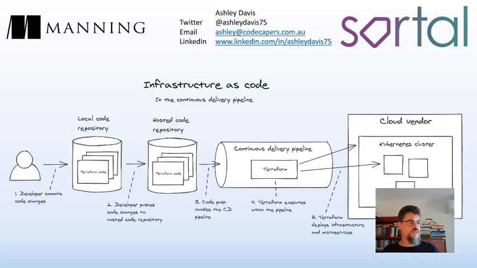This diagram shows where we'd like to end up with infrastructure as code. You can see the developer here on the left is writing and testing their code locally, and they're committing code to their local Git repository. When they push code, their hosted repository is automatically triggering the continuous delivery pipeline. In this example, we're using Terraform inside the pipeline. It's running the code and it's creating or updating the infrastructure in the cloud.